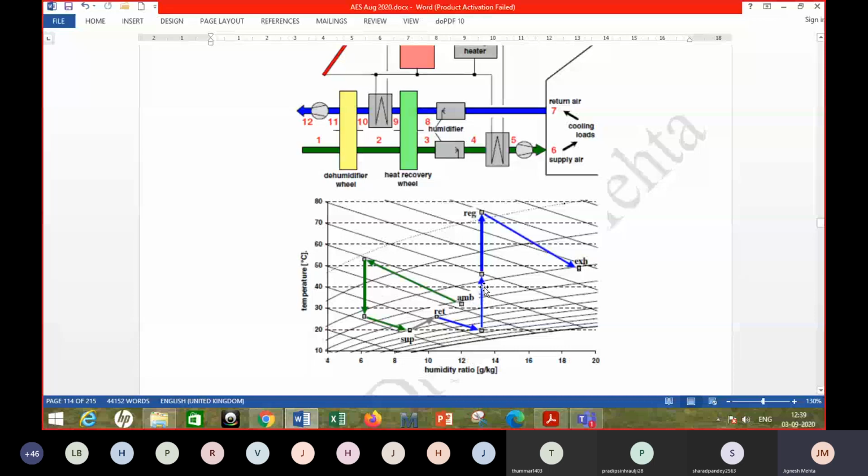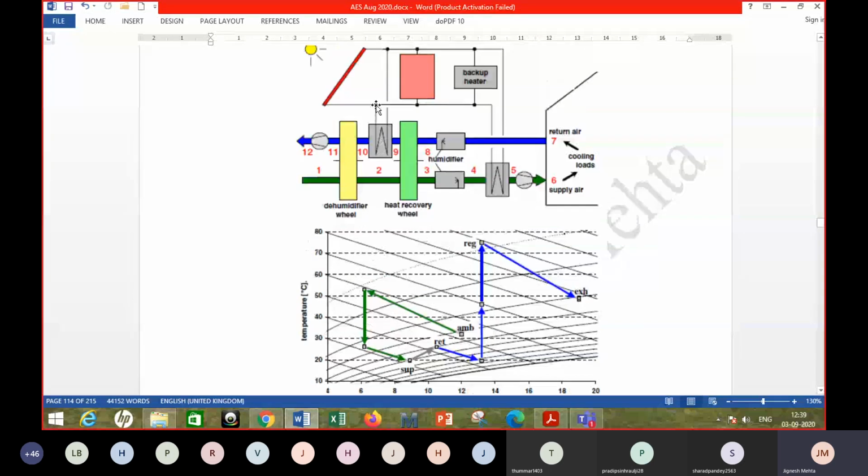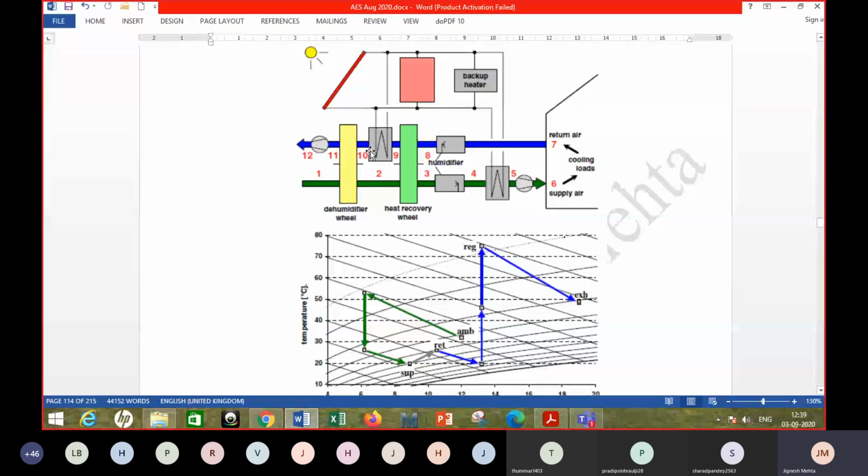Okay, now the next component, there is a heater here actually. 9 to 10 is a heating process, and where is that heat coming from? It's coming from a solar heater. Let's say it's a solar water heater, and this is a water air coil. So air is heated indirectly with the help of hot water.